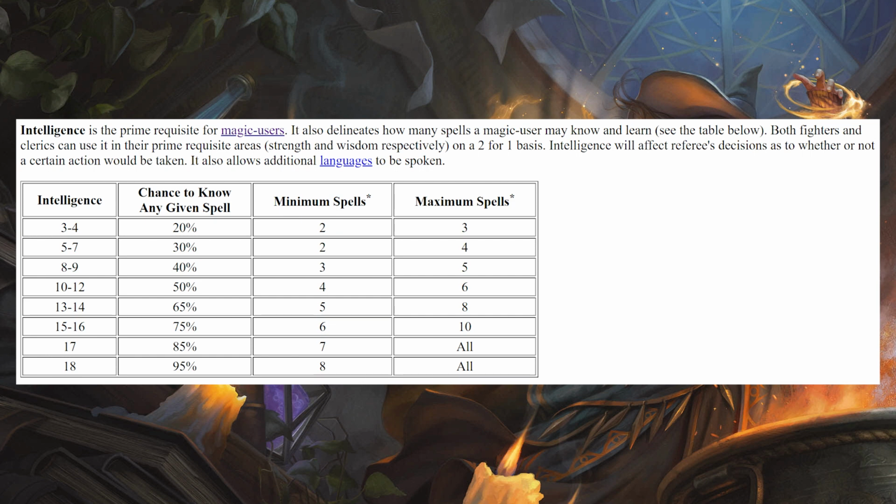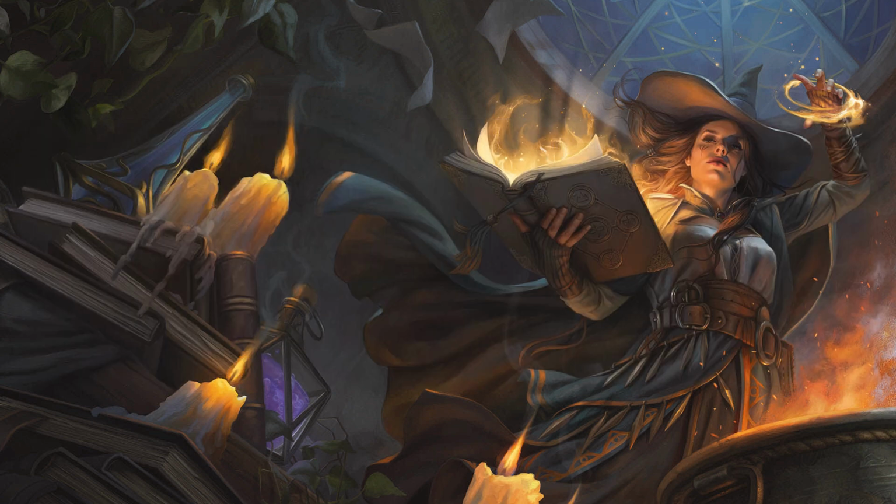Intelligence in original D&D was arguably more valuable than it is today in 5th edition. It was used to determine both the maximum and minimum amount of spells that you could know, but also the probability of success that you would have learning a new spell. You heard that correctly. When you found a tome or wanted to learn a spell in some way, you had to roll a percentile die and compare it against a table to see if you were successful in learning that spell or not. And not having a high enough intelligence would simply lock you out of learning higher level spells entirely.